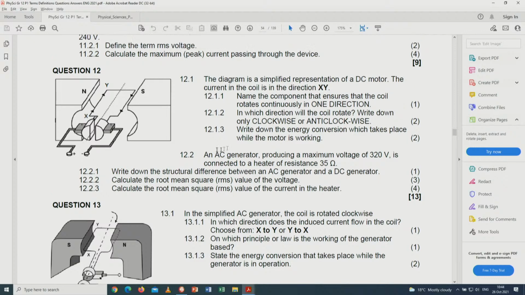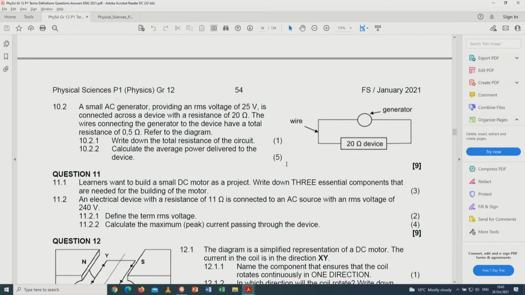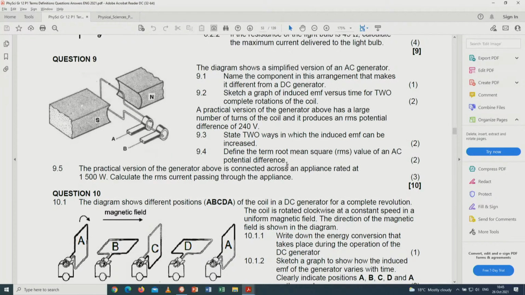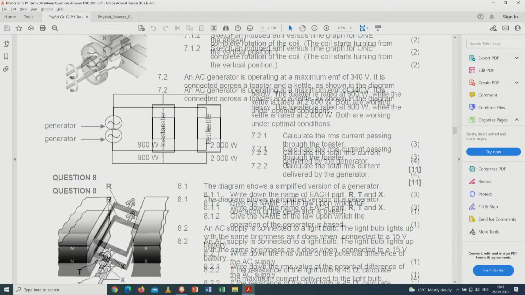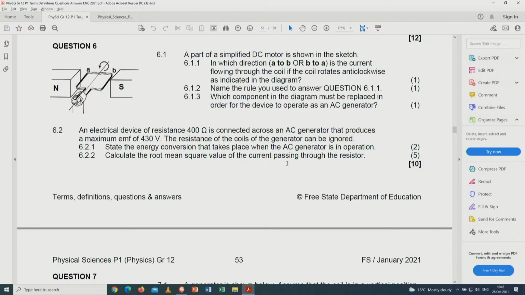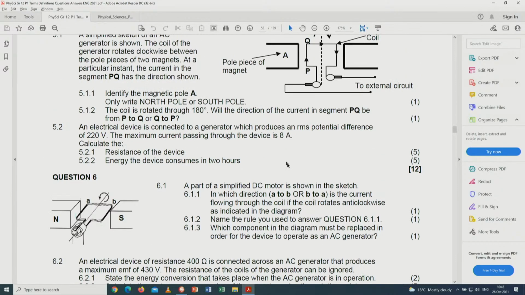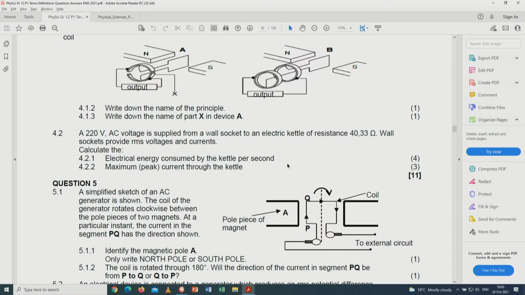The AC generator producing a maximum voltage of 340 volts is connected to a heater of resistance 35 ohm. I think I wanted something where frequency is given, something similar to what we got. But basically these questions, they are nice and straightforward. If you, I think we can do question 4.